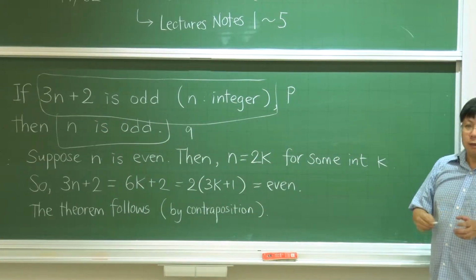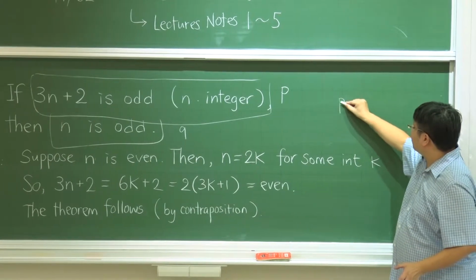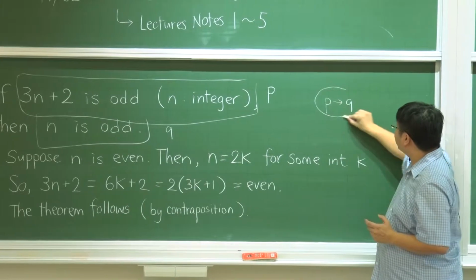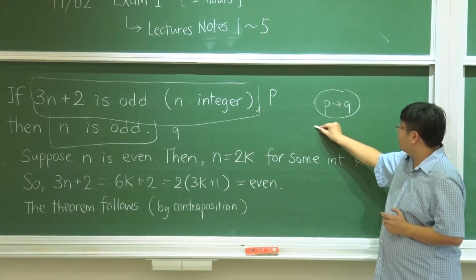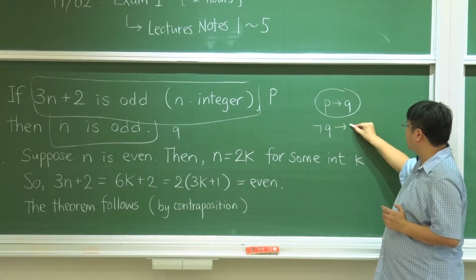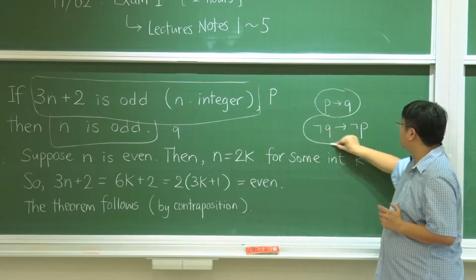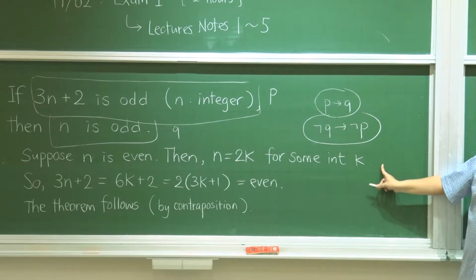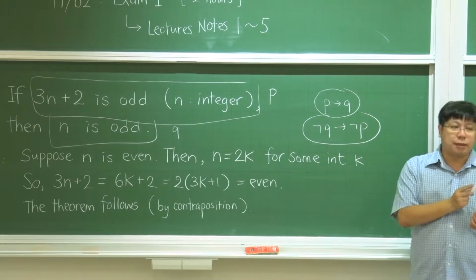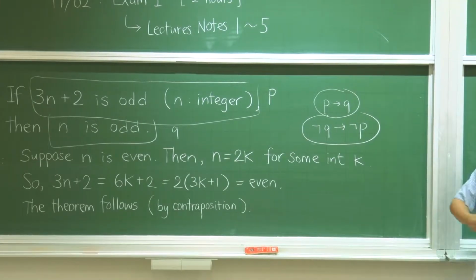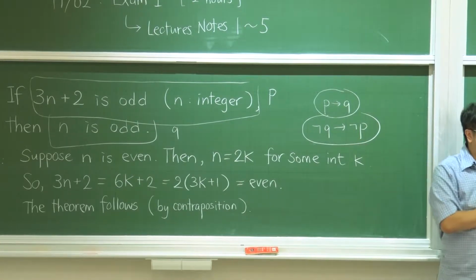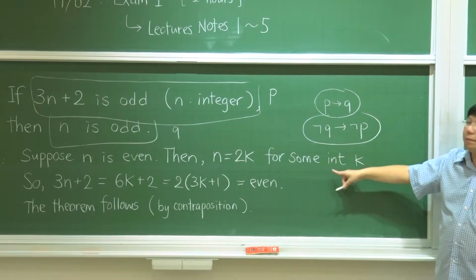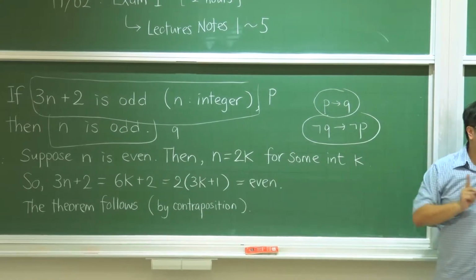Is that okay? So this is a theorem in this form, P implies Q. So instead of proving P implies Q, we are proving not Q implies not P. Is that okay? So we are proving the equivalence. So if you look at the proof, it first says, suppose that n is even. So we are assuming that not Q is true at the beginning. And hopefully, after a certain step, we will get the conclusion of not P.